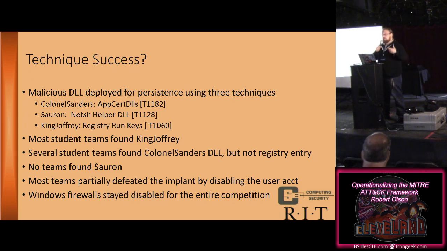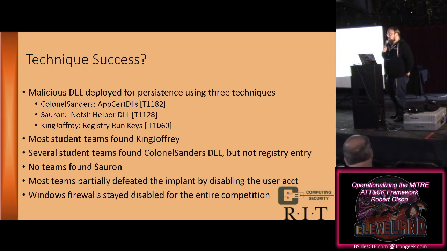Technique success. So I ended up actually using three different techniques. They're all roughly the same thing. Run registry keys works in exactly the same way. You just point at a DLL, the DLL gets fired. NetSH helper DLL, same thing. You point a particular registry entry at a DLL, and the DLL gets fired whenever NetSH is invoked. And then after that, DLLs. So we had three different implants: Colonel Sanders, Sauron, and King Joffrey. All good people that you want running the sovereign country of Pakistan.